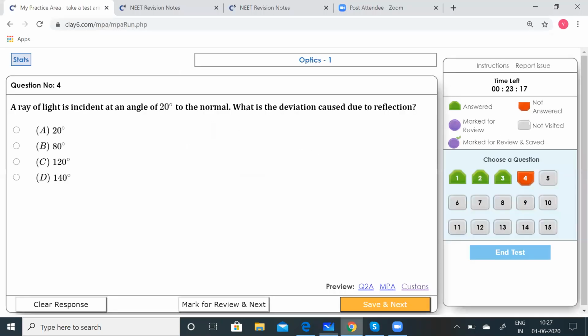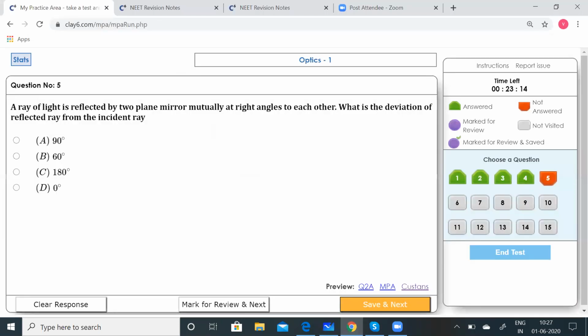Let's see which option is correct. 140 degrees. Yes. Click that. Go to the next.